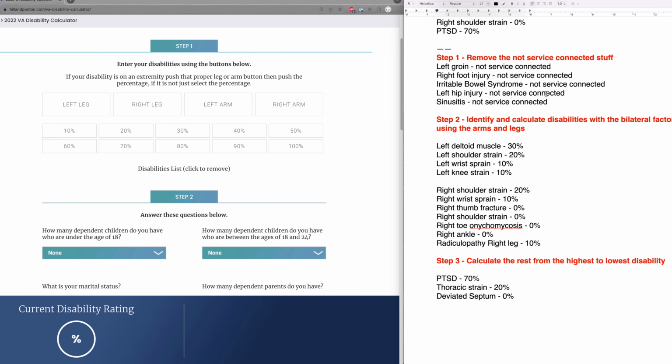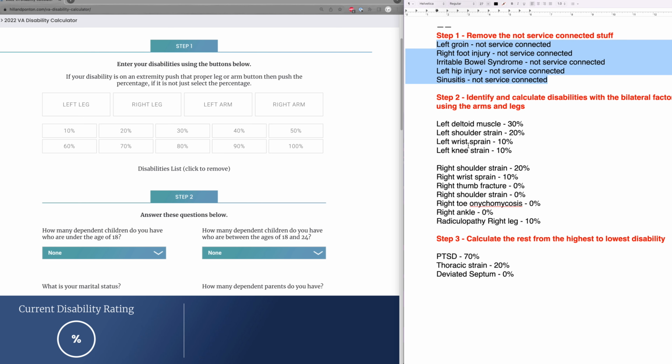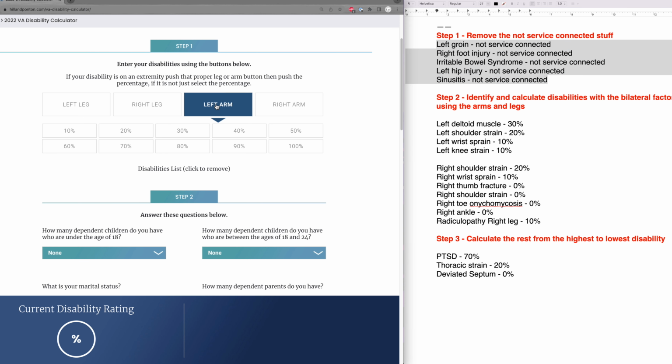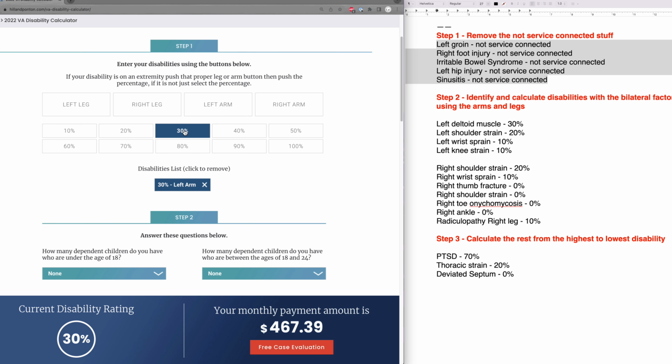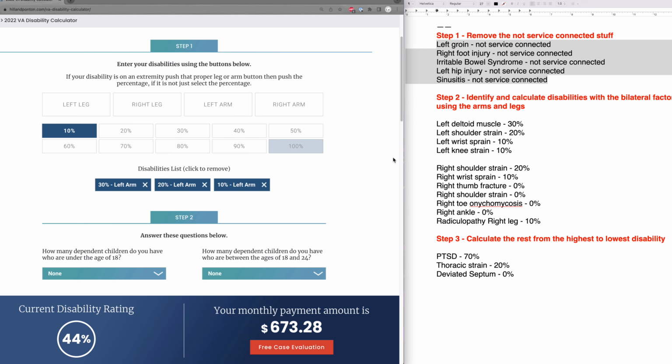Got our stuff organized on the right, and we're going to jam it into the Hill and Ponton disability calculator over here. So we're going to do the bilaterals first. That's the left stuff and the right stuff. So left deltoid is left arm. That's a 30%er. Then left shoulder, 20%er, also on the left arm. Left wrist, 10%, also on the left arm. Left knee, 10%. So this is going to be left leg, 10%. So left arm, 20, 10, 10, 55%.